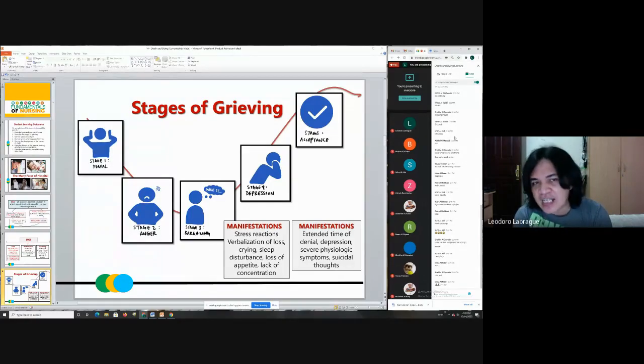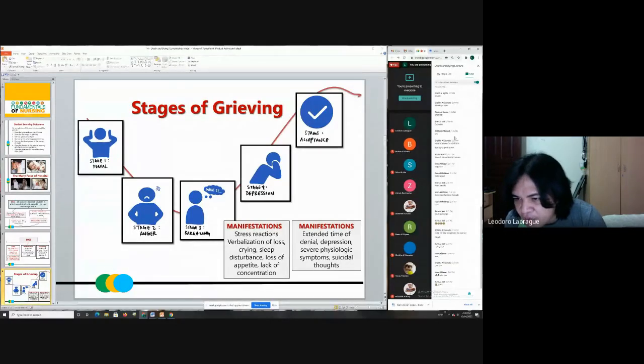And finally, the last stage of the grieving process. I cannot read Arabic, so I cannot read your comment.